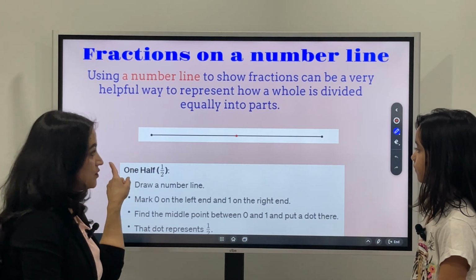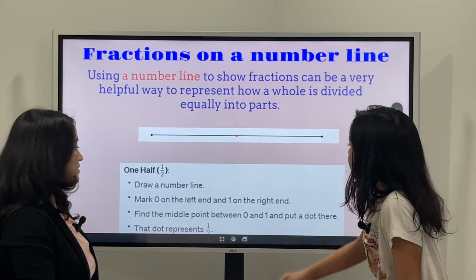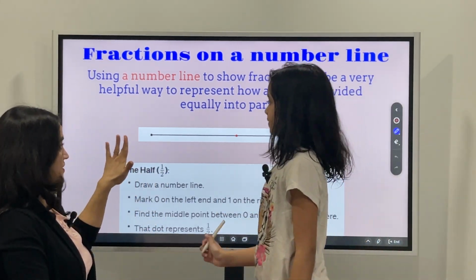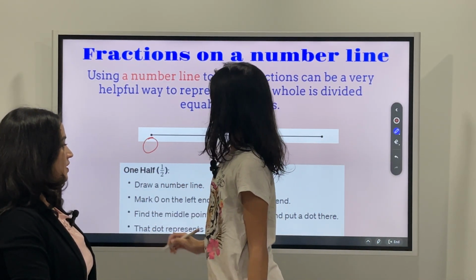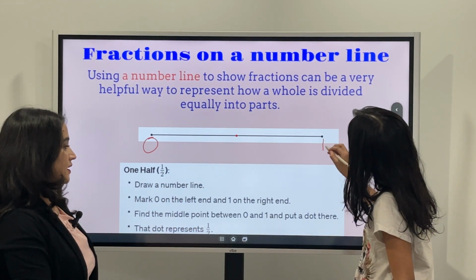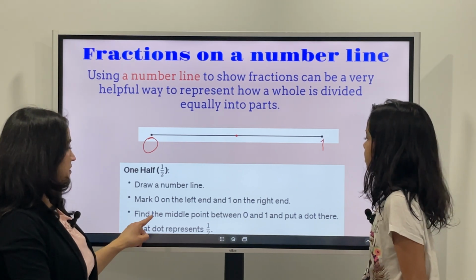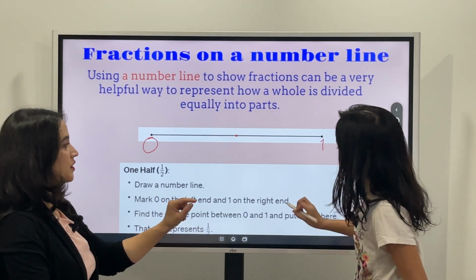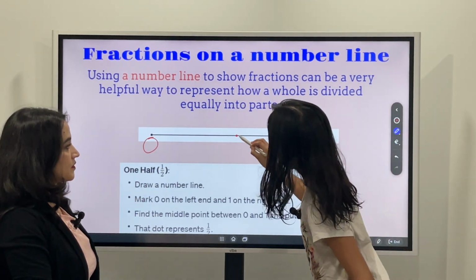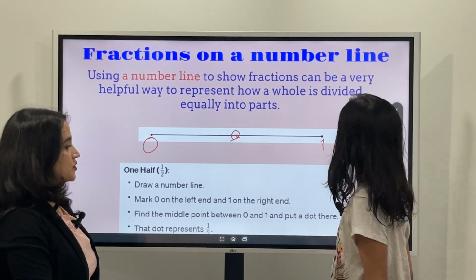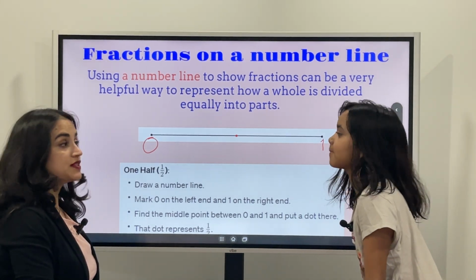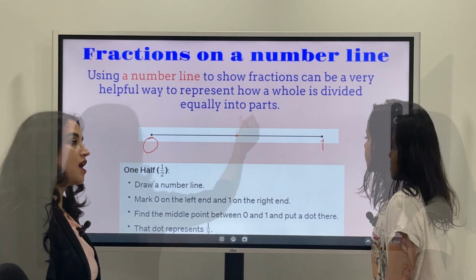Draw a number line, which is done here. It's already here. So now mark 0 on the left side, and 1 on the right end. Next, find the middle point between 0 and 1. Right there, that red dot. Can you circle it and put a dot there? Good. That will represent half.